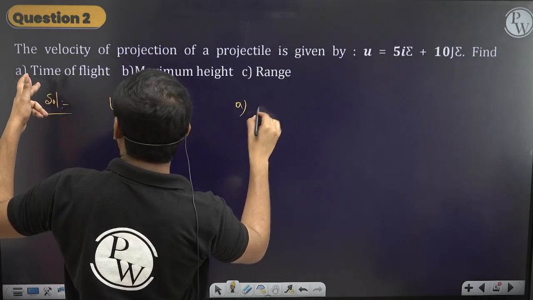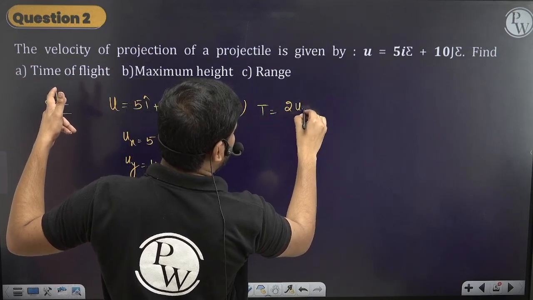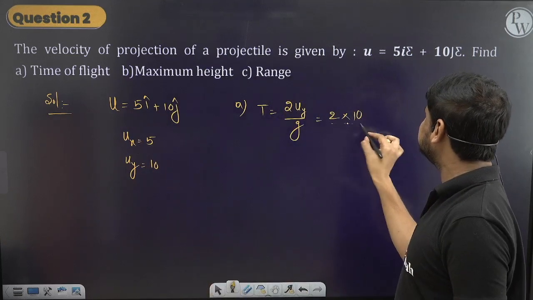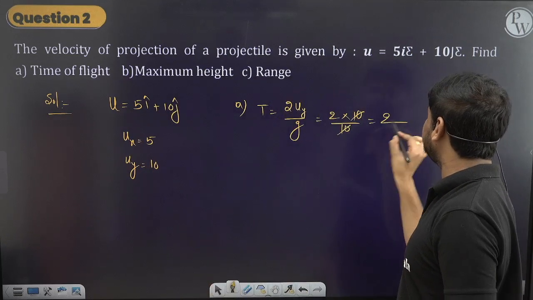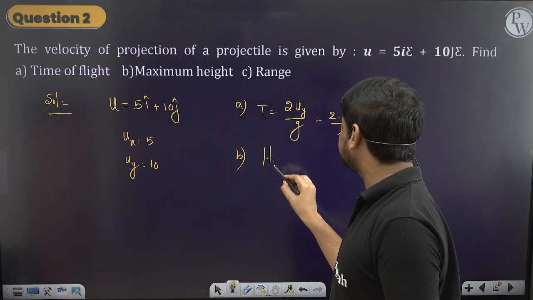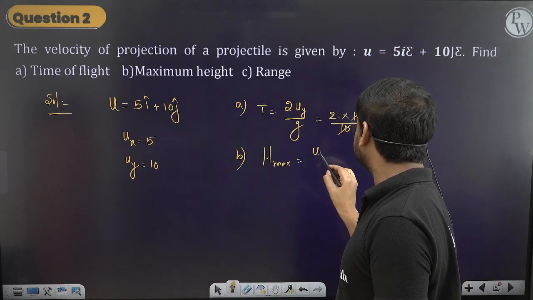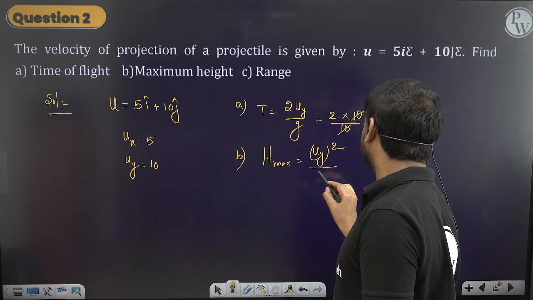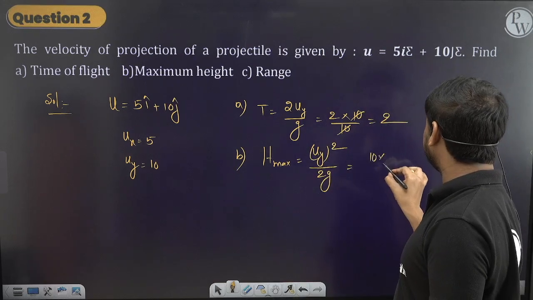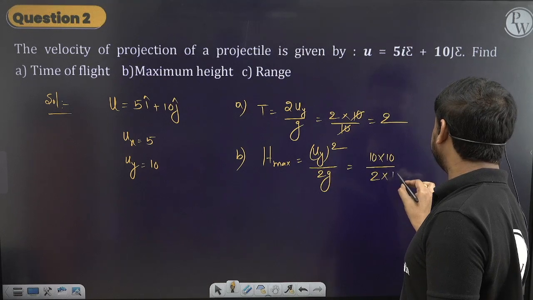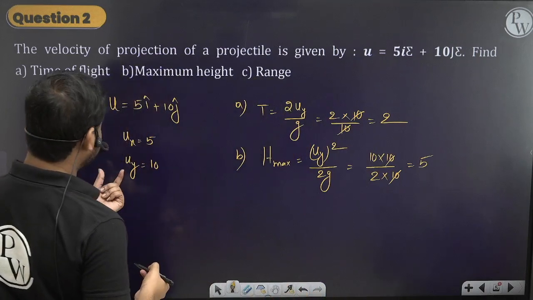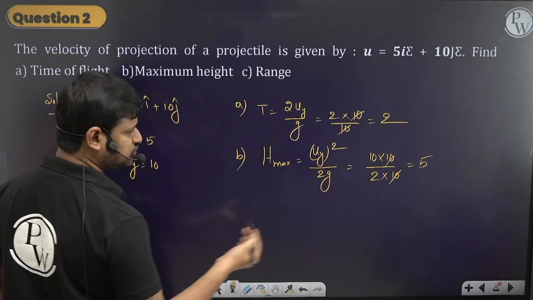The first question, time of flight, which is 2 uy by g. So 2 into, what is uy? 10 by g, 10. The 10s cancel, so it's going to be 2 seconds. Then part B, maximum height. What's the maximum height formula? The h max is equal to uy square by 2g. Uy is 10, so 10 into 10 by 2 into g, 10. The 10s cancel, so this is going to be 5, right? So correct only. Uy square 10 10 by 2g, 2 into 10, is fine.